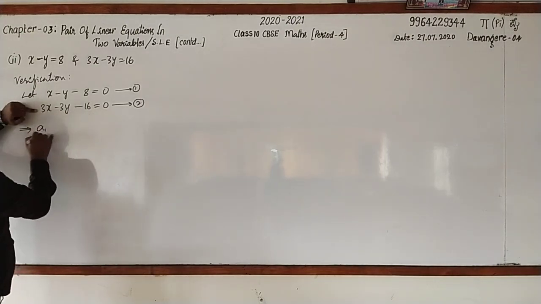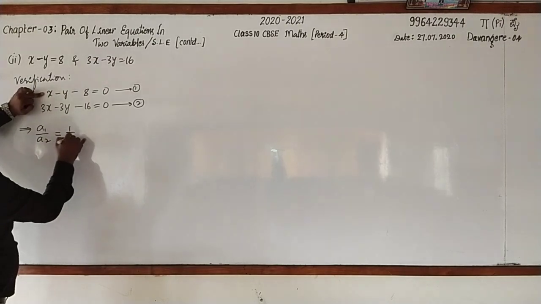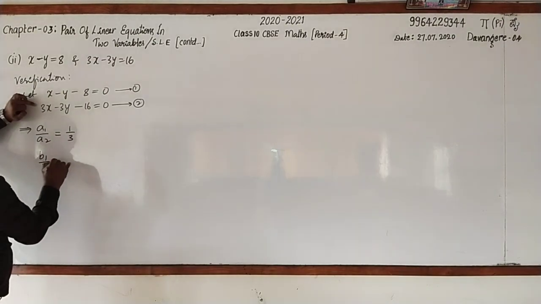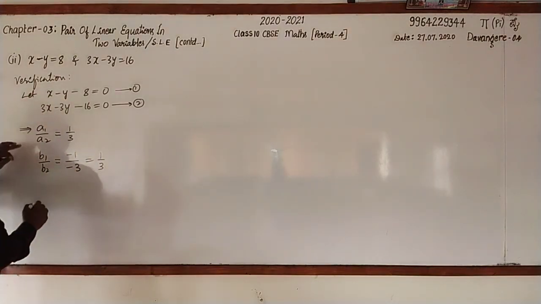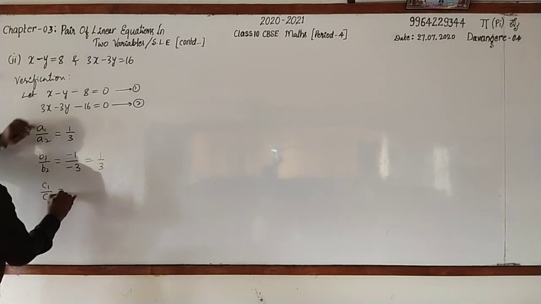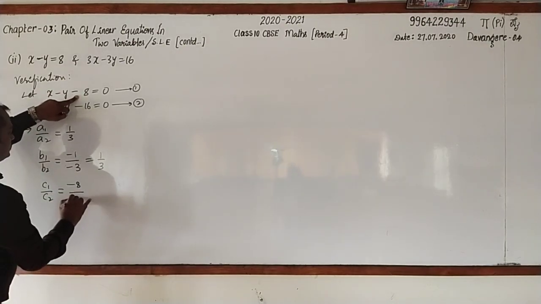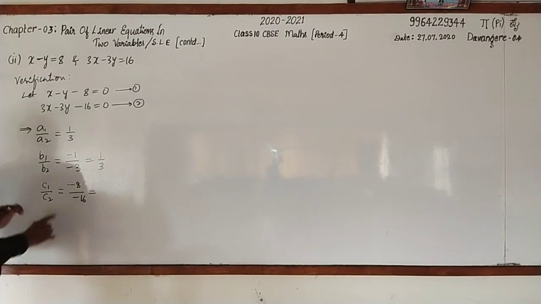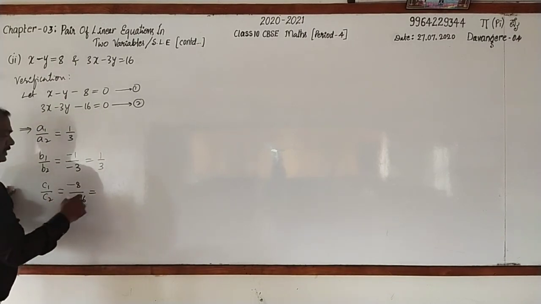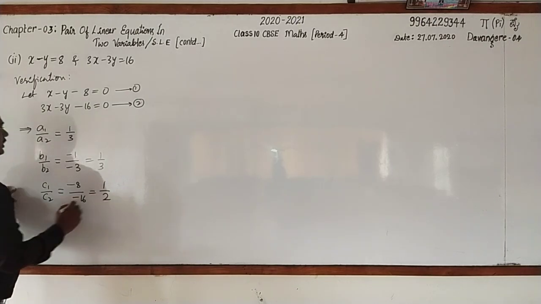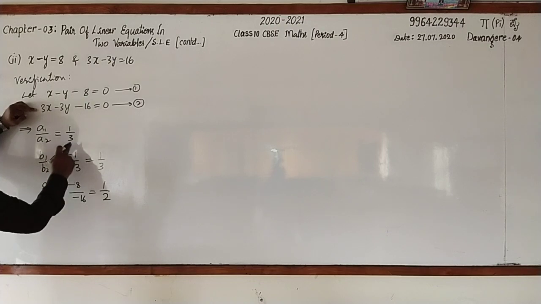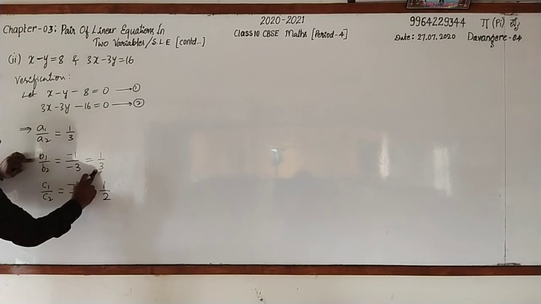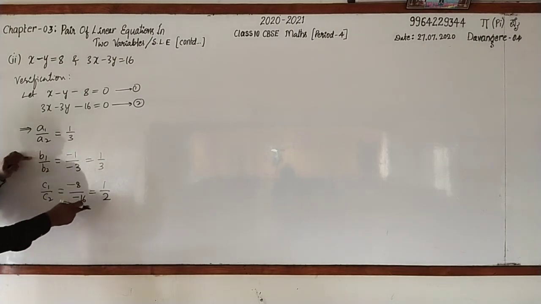Or else, go for writing it directly. A1 by A2, 1 by 3. Then B1 by B2, it is minus 1 by minus 3. Minus minus get cancelled, it is equal to 1 by 3. C1 by C2, C1 is minus 8 and C2 is minus 16. Minus minus get cancelled. 8 by 16, it is 1 by 2. Observe it. Here, comparing A1 by A2, its value is 1 by 3. B1 by B2, 1 by 3. Both are equal, but not equal to 1 by 2.